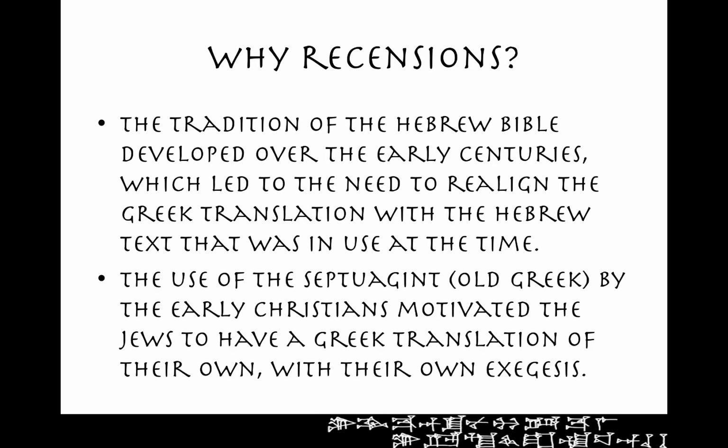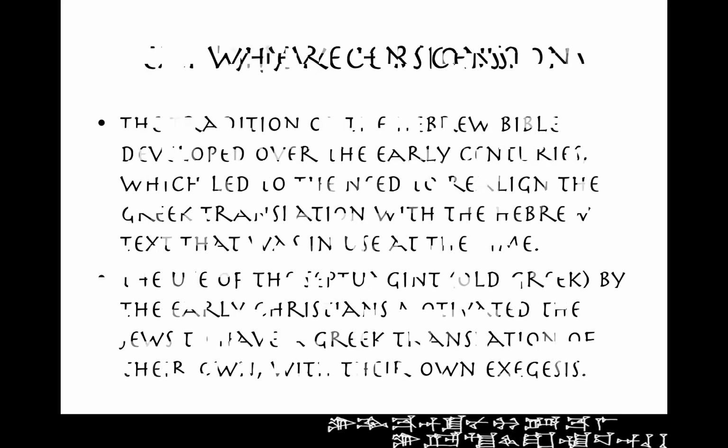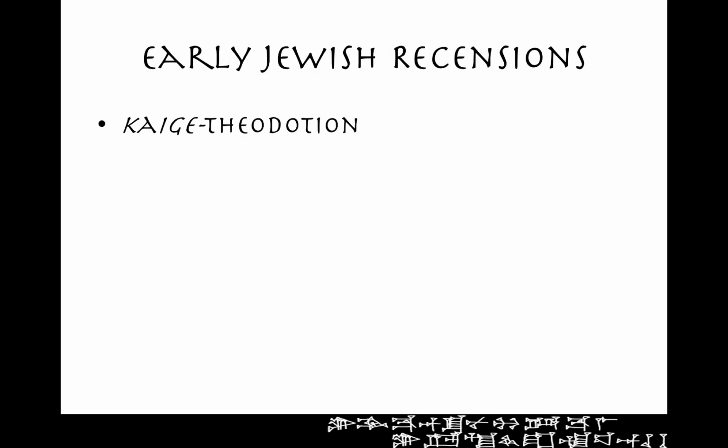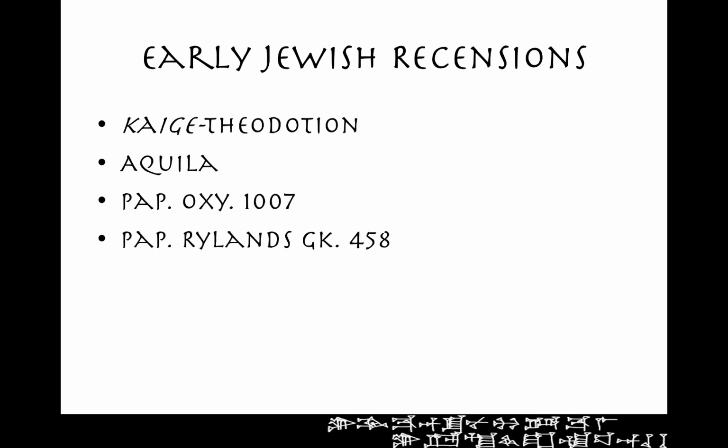developed. In addition, the use of the Septuagint, the Old Greek, by the early Christians motivated the Jews to have a Greek translation of their own, which would include their own Jewish exegesis. So again, for these reasons, the recensions of the Old Greek of the Septuagint were created. So what were the early Jewish recensions, at least most likely? Kaige Theodotion, Aquila, Papyrus Oxyrhynchus 1007, and Papyrus Rylands, Greek 458.